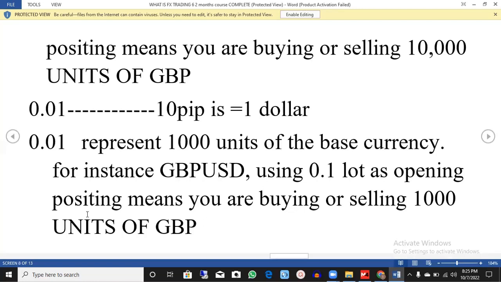Now, the next lot size is 0.01. This is the least lot size in the currency market. 0.01 represents 1,000 units of the base currency.